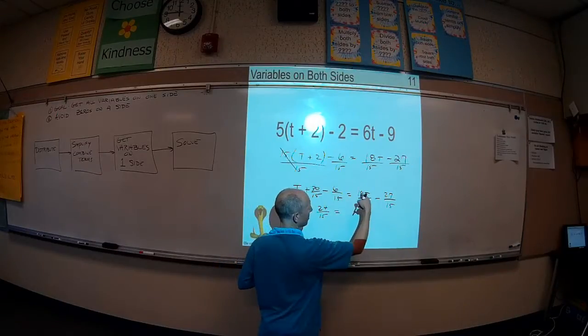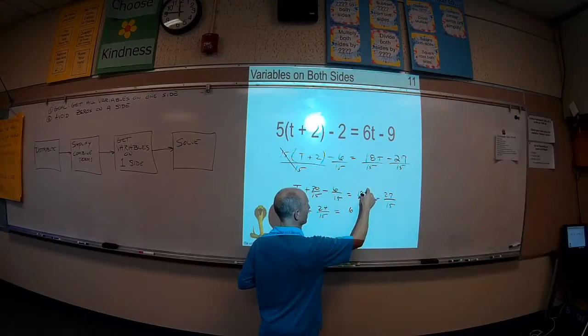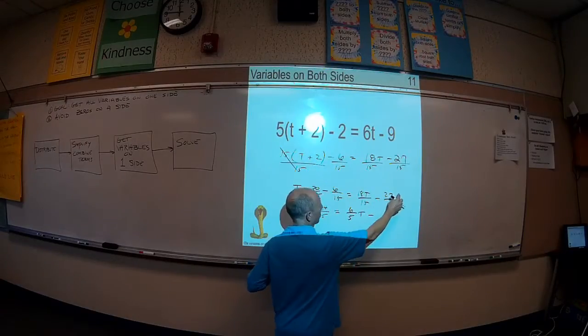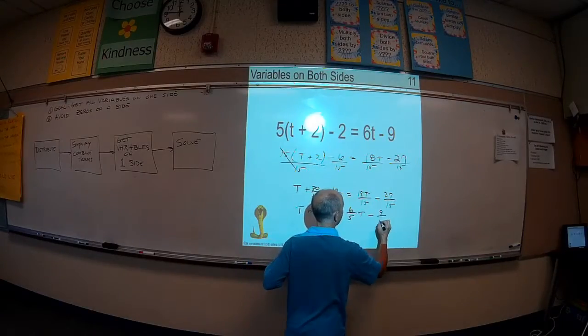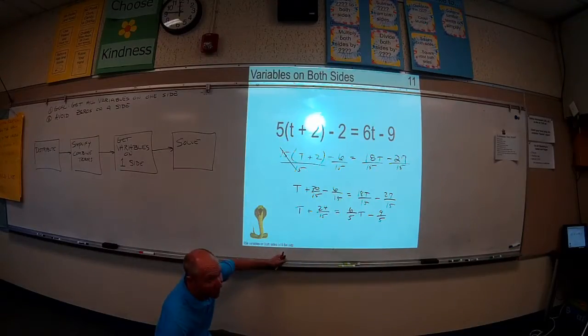equals, this can simplify to what? 6/3? 6 halves? Divided by 3. 6. Yes. Divide this by 6. No, divide this by 3. Divide this, 6/5. 6/5 t. Divide this by 3, 9/5. Yeah? What's the answer? 17?